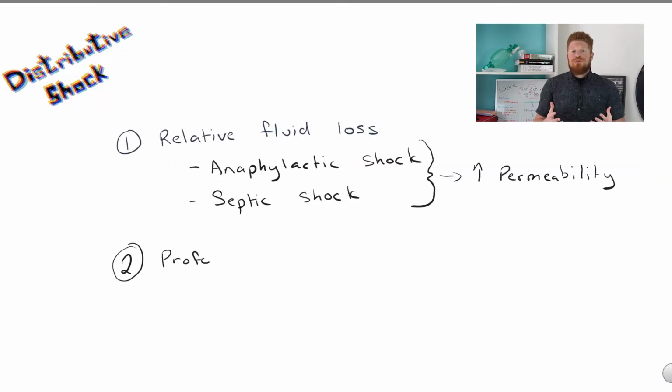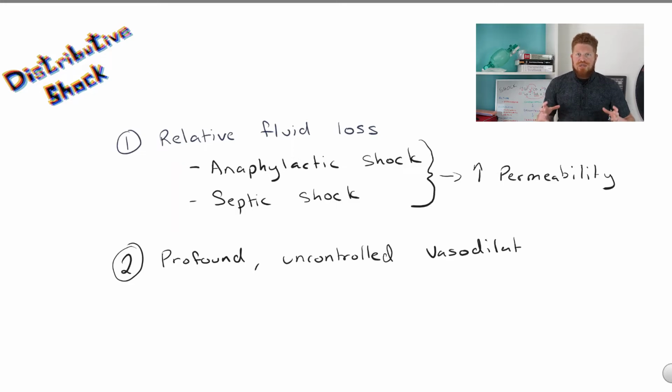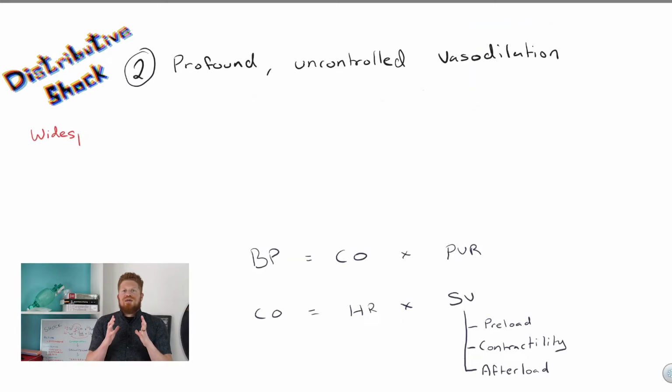The second type of distributive shock is when something causes an uncontrolled profound vasodilation, such as can be seen when we have neurogenic shock secondary to a transected spinal cord. So here we have a situation where we haven't actually lost any fluid out of our blood vessel, but we've increased the size of the compartment, meaning now that the blood vessels are too large for the amount of blood that we have in our body.